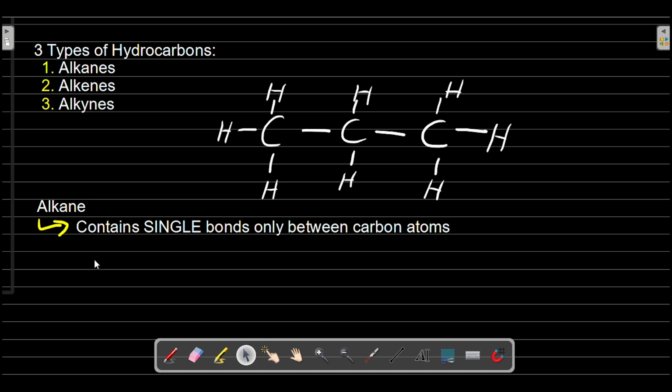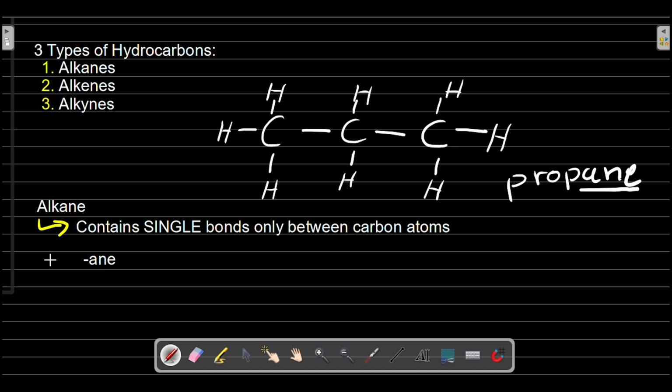And when naming these molecules, we have the suffix "ane" at the end of them. So remember, this molecule is called propane, and this "ane" part at the end of the name propane indicates that this is a hydrocarbon called an alkane because it has the suffix "ane."